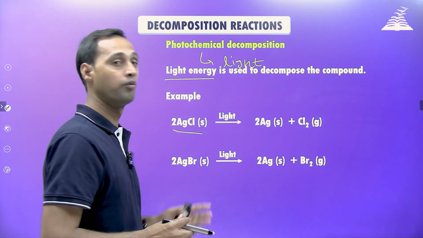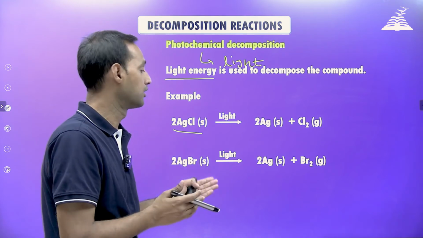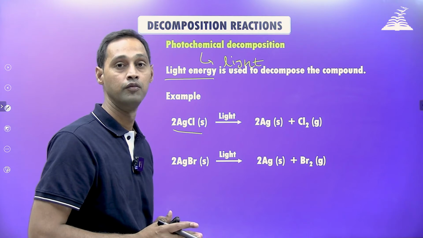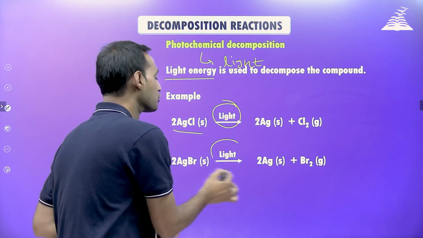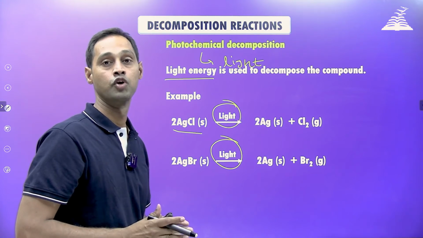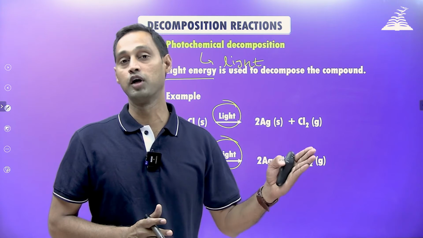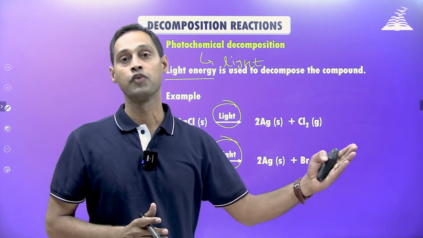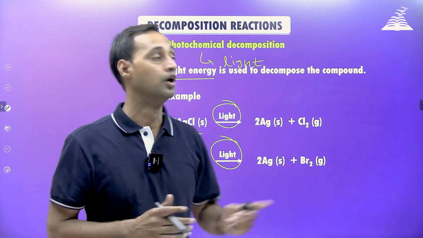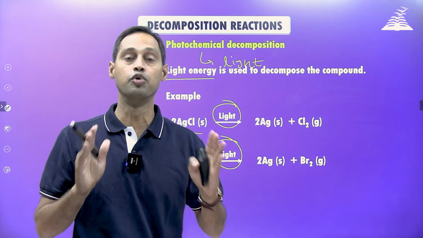And silver bromide is in similar manner. When silver bromide is exposed to light, then it gets decomposed into silver and bromine vapors are formed. So here light energy is used. So we call it photochemical decomposition reactions. So what are the various types of decomposition reactions that we have seen so far? Thermal decomposition where heat energy is used, and then electrolytic decomposition where electric current is used, and finally photochemical decomposition where light energy is used for the decomposition of a substance.